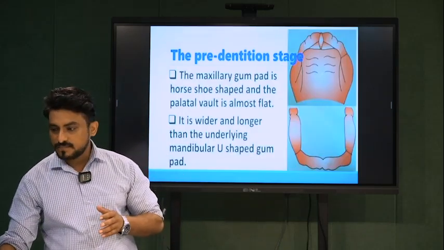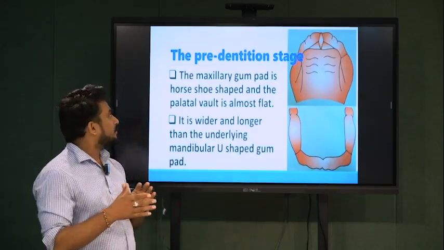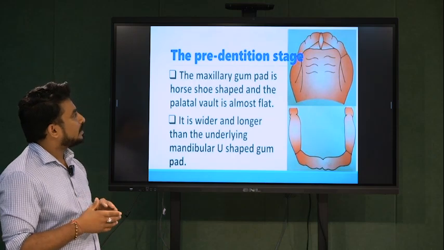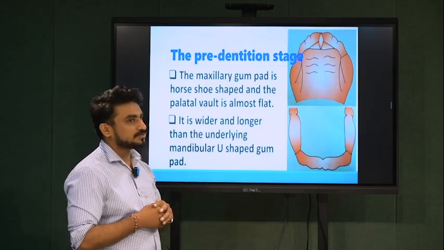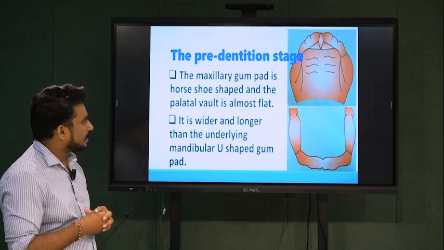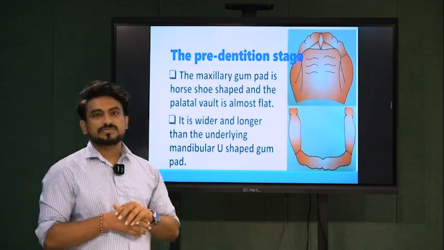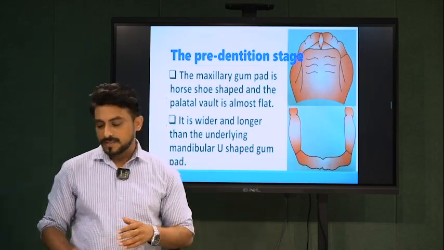Now we can see the figures. Here we see the pre-dentition stage, the maxillary gum pad and the mandibular gum pad. The maxillary is horseshoe shaped, and the lower is U shaped. Dense fibrous connective tissue covers the upper and lower gum.